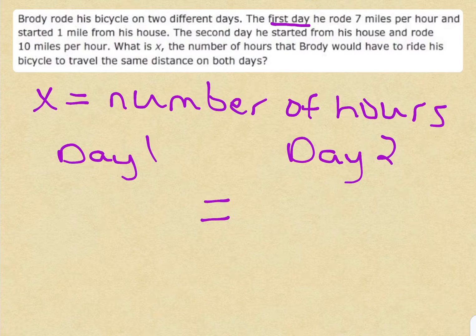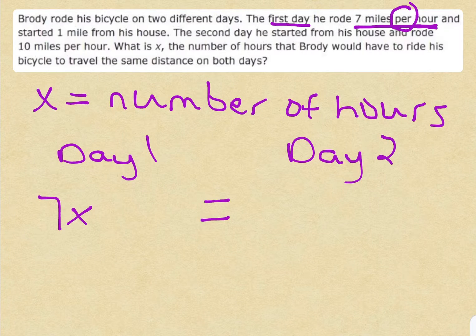So let's start with the first day. The first day he rode 7 miles per hour. How do you think we'll write that on the left side of this equation? We know we're going to write 7, and we have this keyword here, per. Per is a very common word that we're going to be seeing in a lot of these problems. Per means we're going to multiply per hour, and X represents our number of hours. So it's going to be 7 times X, which is 7X.